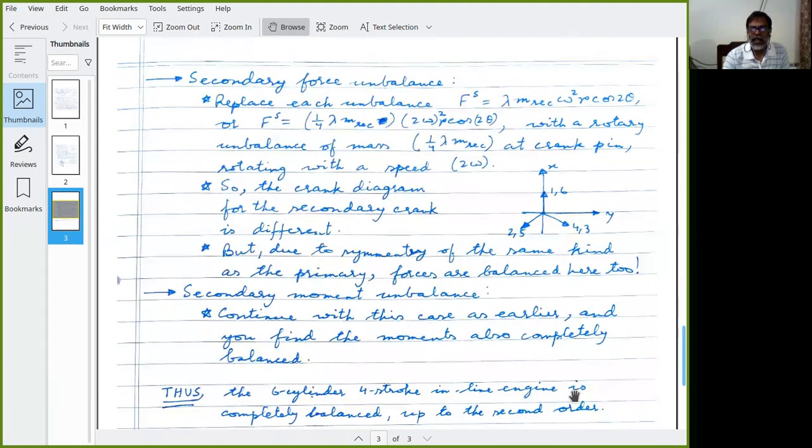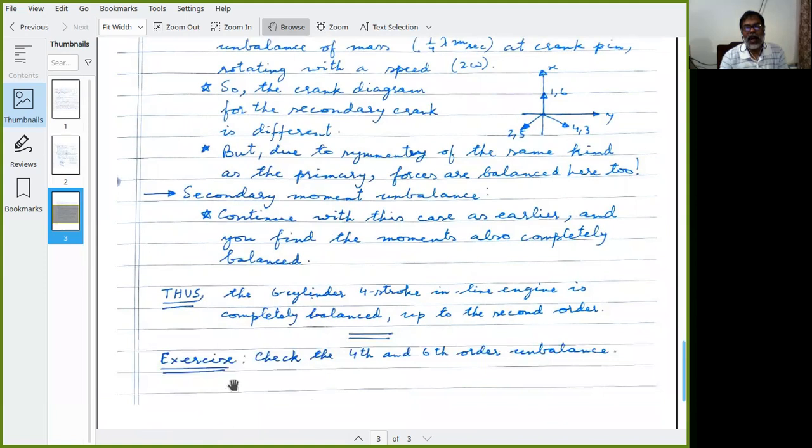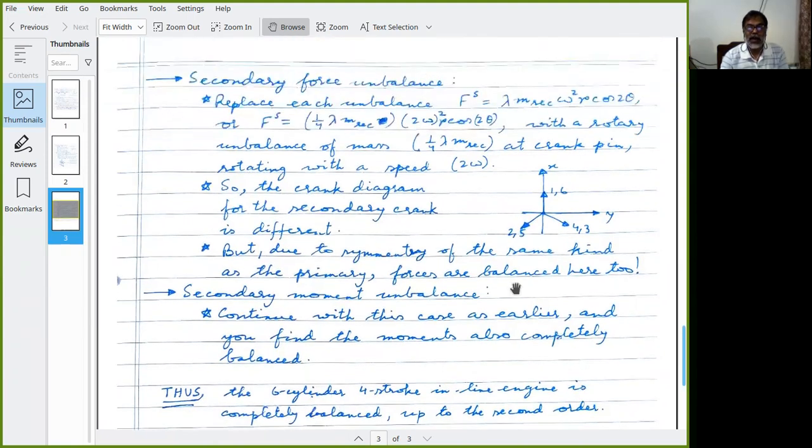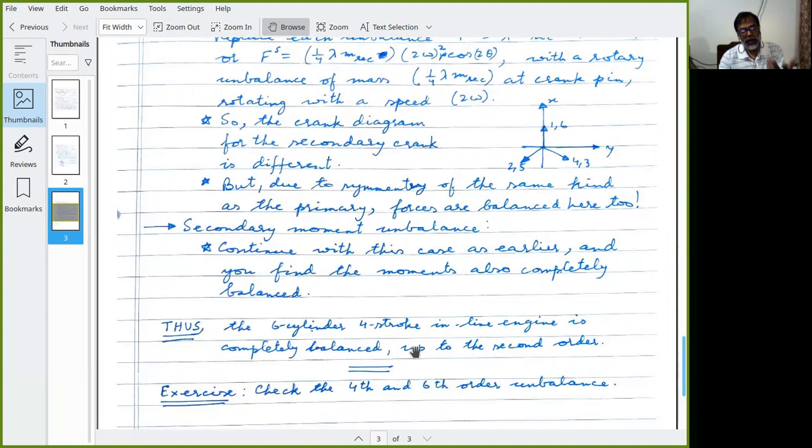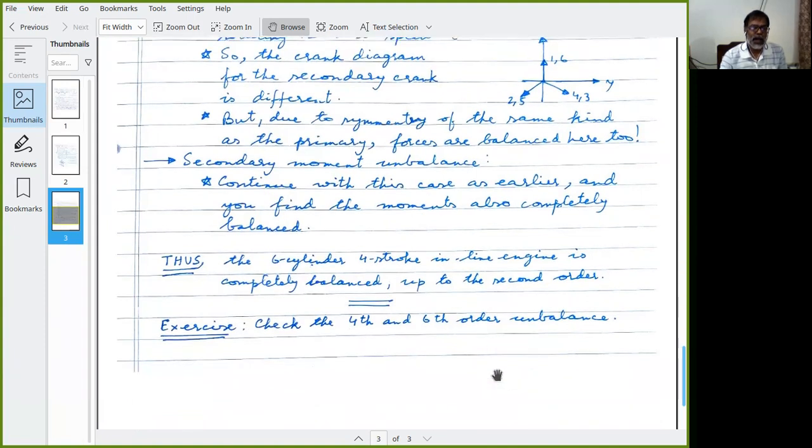So the six-cylinder in-line engine happens to be completely balanced up to the second order. And this is good. Now, I advise you to continue this exercise and check the 4th and 6th order unbalance also, in forces and moments. For that, you have to appropriately change the corresponding terms, using A4 here. And since this is cos 4 theta and cos 6 theta, in order to make it 4 omega and 6 omega, whatever compensation you have to give for the mass, you do all that and work out the resulting force imbalance and resulting moment imbalance, in the correct magnitude and direction, up to the 4th and the 6th. This completes our study of balancing, and next we have 2 big topics.